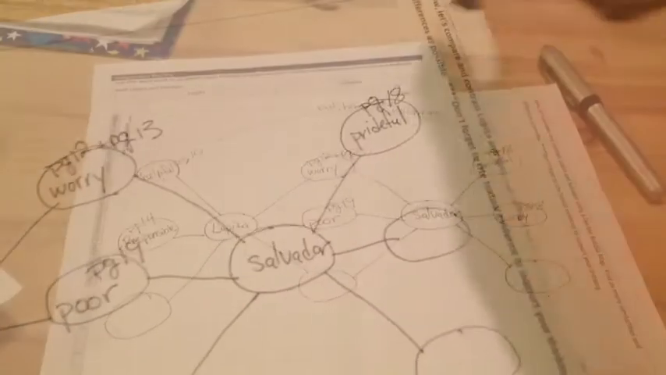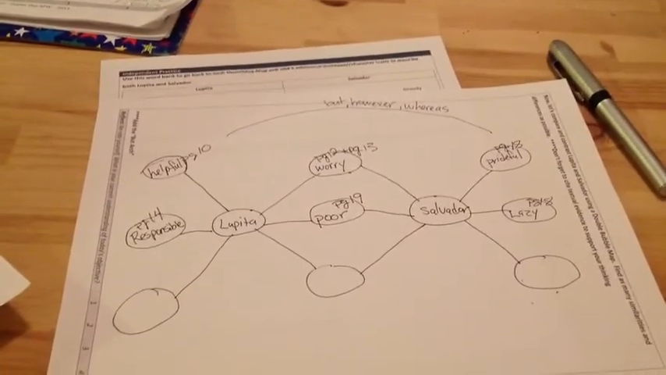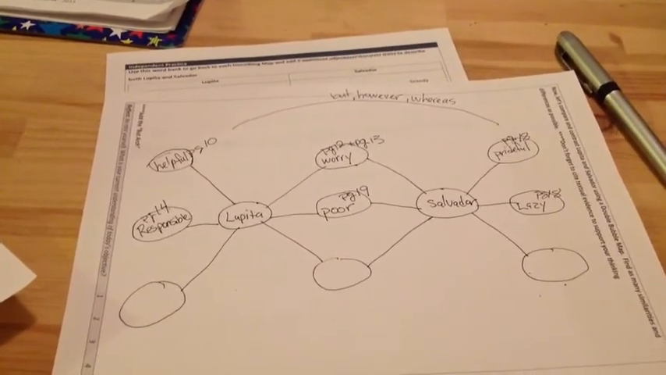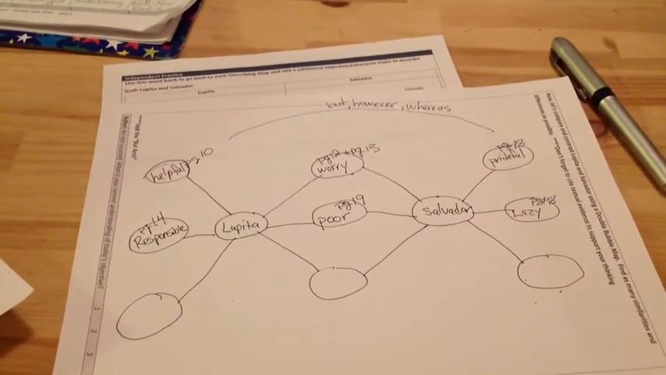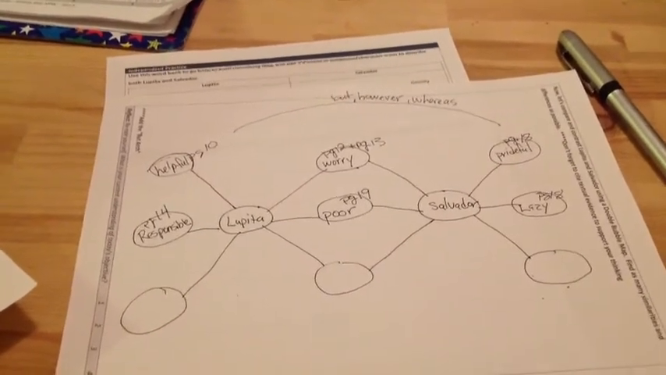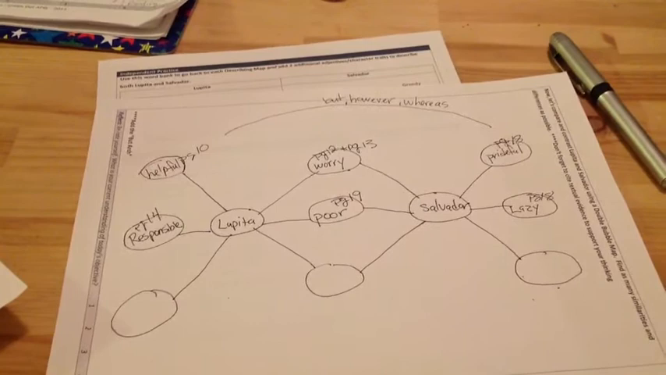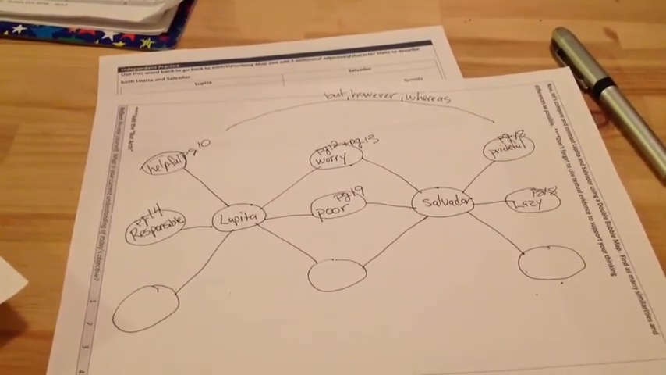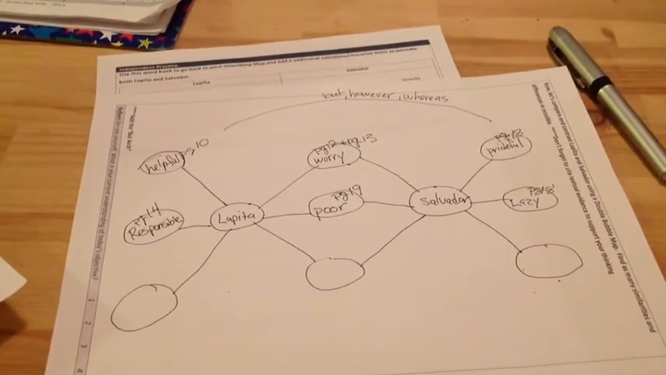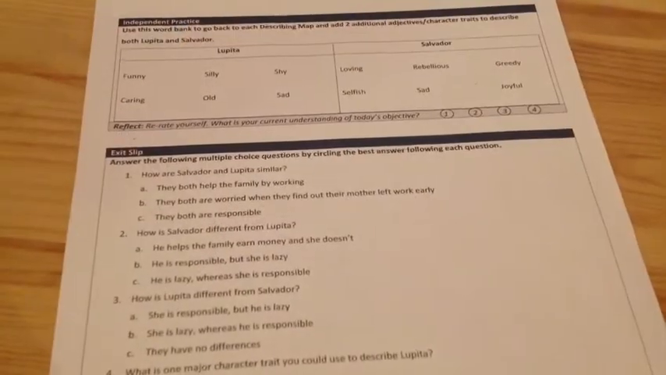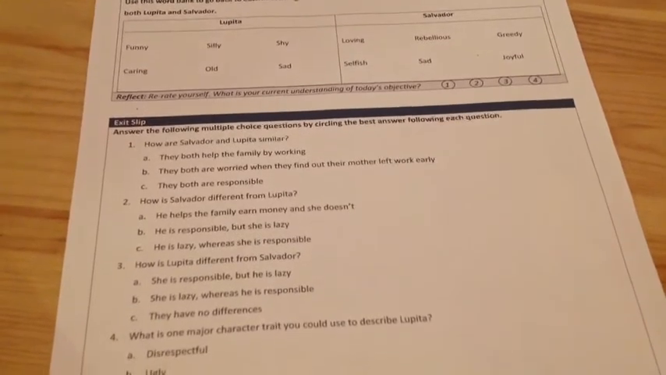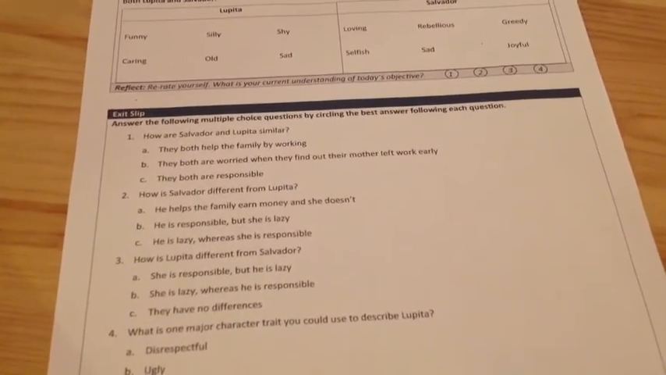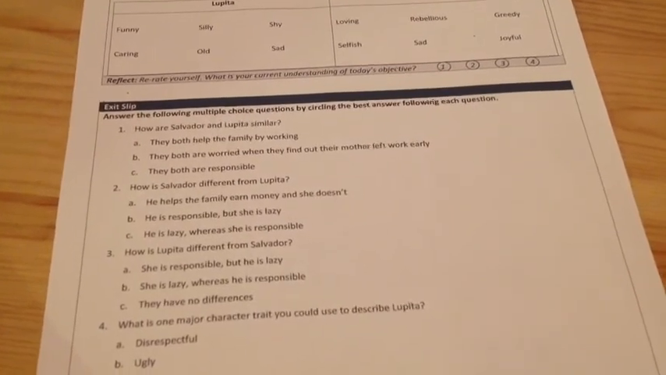18. Okay. Another difference that you can write in between Lupita and Salvador is Lupita is responsible, but Salvador is lazy. Responsible is on page 14, lazy is on page 18. Go ahead and add one more character trait independently and then do your exit slip and you'll be ready to go. You should now have filled in all of the bubbles in the maps, and go ahead and start your exit slip by answering the multiple choice questions with the best possible answer.